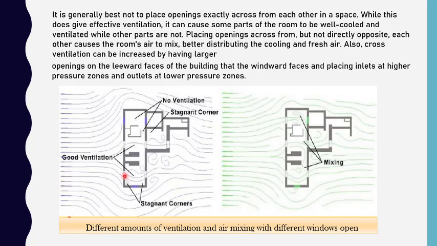In this plan, you can see different amount of ventilations and air mixing with different window openings. In the first plan, you can see in this particular area, we do not have any kind of ventilations. And this particular area is a stagnant corner because there is no airflow. Whereas in this case, you can see 2 windows over here. This is preferred as good ventilation. Whereas in this good ventilation, you again have some stagnant corners because the air is not able to reach these particular zones.